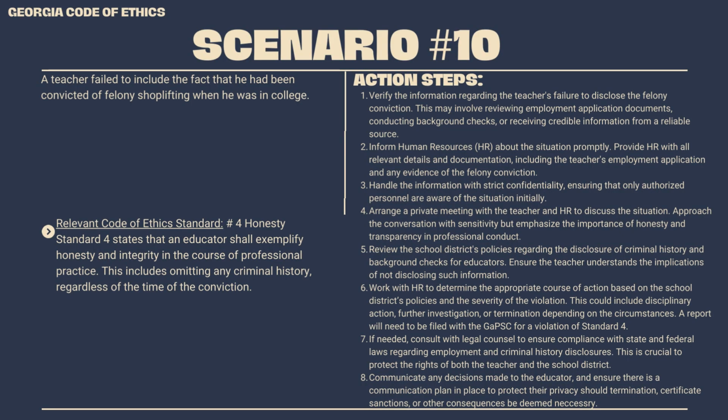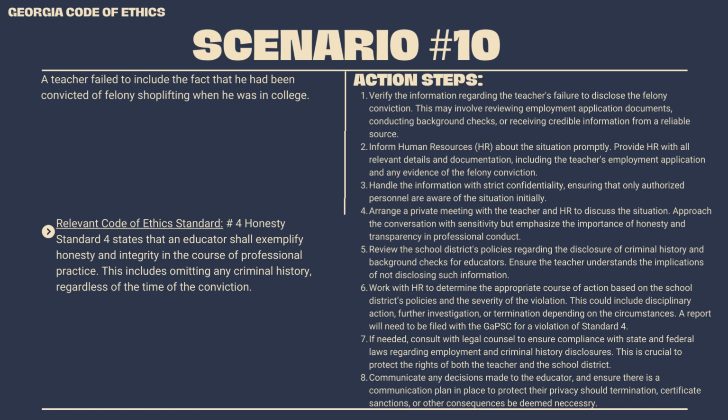And our last and final scenario is scenario number 10, where a teacher failed to include the fact that he had been convicted of a felony shoplifting when he was in college. And so this relates to standard number 4, where it's about honesty. It states that an educator shall exemplify honesty and integrity in the course of professional practice. This includes omitting any criminal history regardless of the time of conviction.